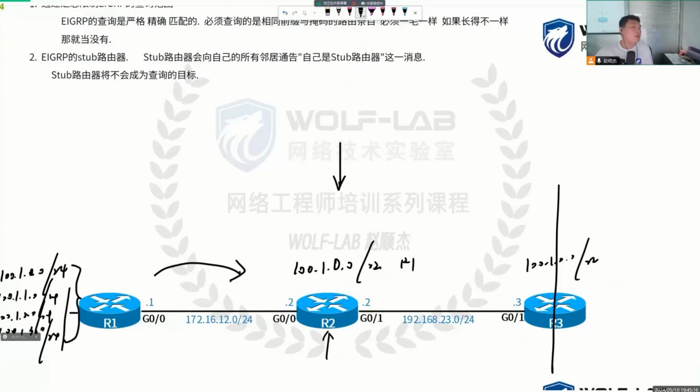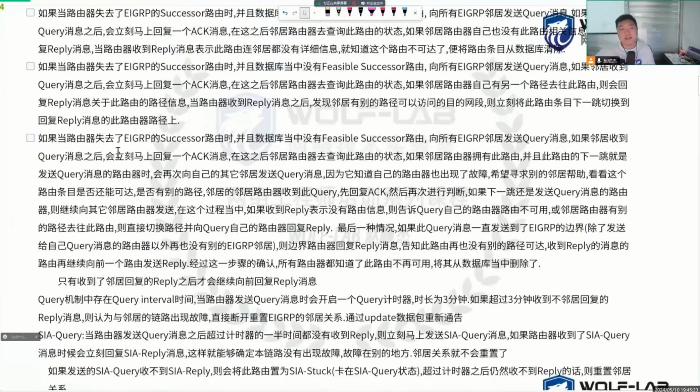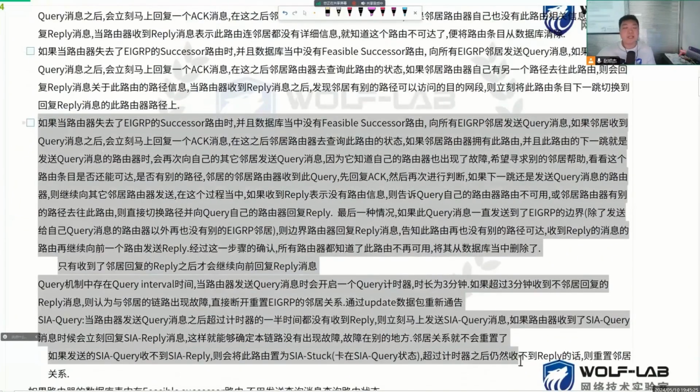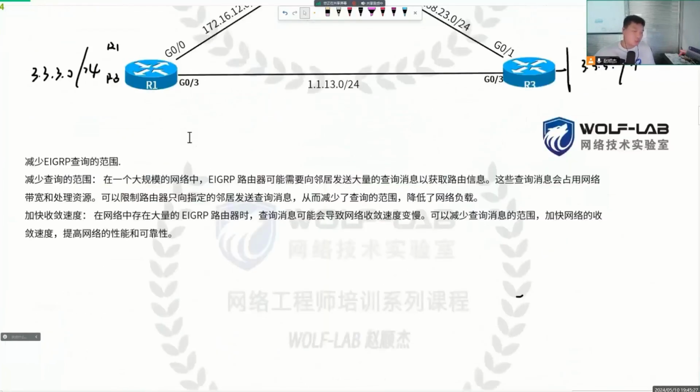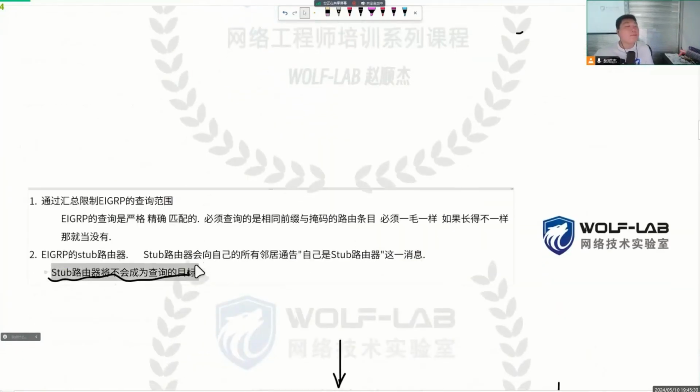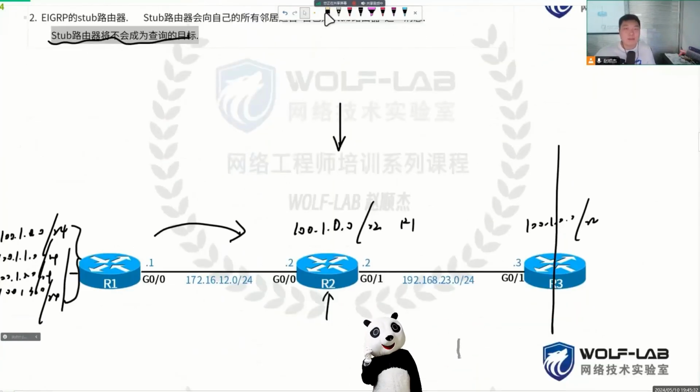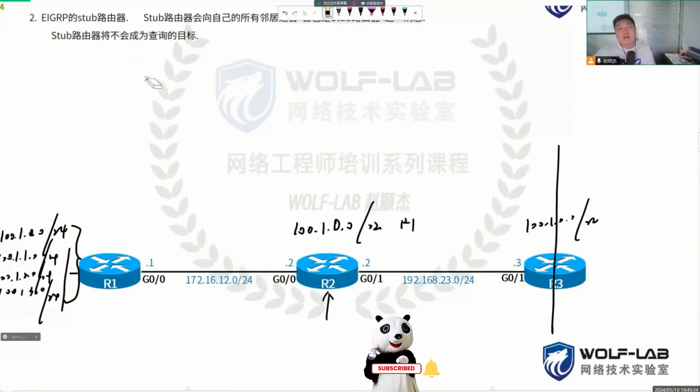A stub router will not become a target of queries. This uses what we talked about earlier, the third condition of the query mechanism, to lead us to this solution and make our router a stub router. In this way, we will not receive query messages anymore. So for the routing entry you come to query, I directly tell you it can't be reached, or you just don't come to query me at all. Students, let's conduct an experiment to see.